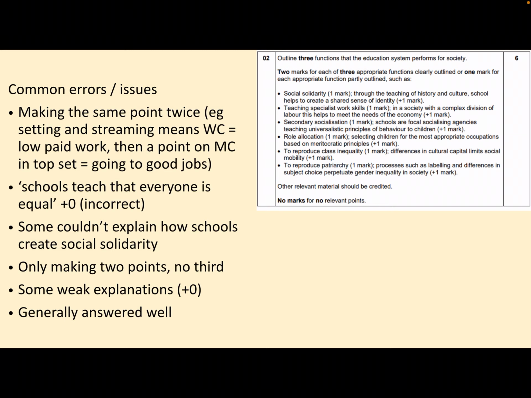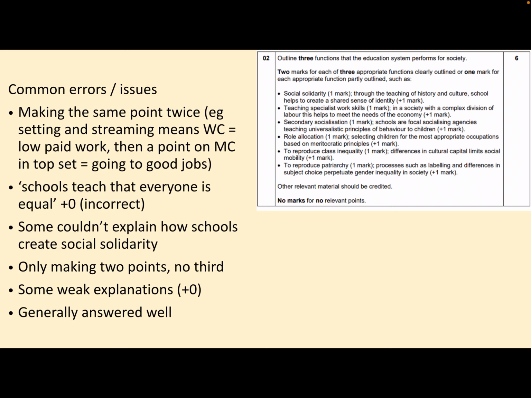Quite a number of you wrote about or tried to make the point about schools teaching shared values, which is great. That's the secondary socialisation. But lots of you said that schools teach that everyone is equal. That's not true. That's incorrect. Schools teach, if you like, that inequality is inevitable based on meritocracy. So just be mindful of that knowledge error.